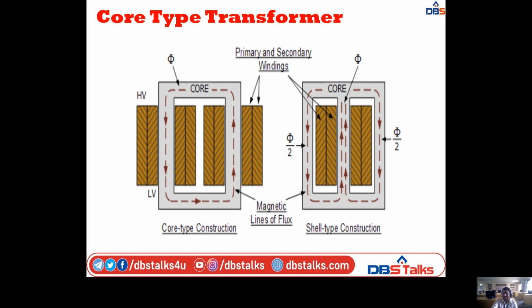Here the flux lines are also dividing. In the core type transformer, the flux is phi, but in the shell type transformer, the total flux is phi and it divides into phi by 2 and phi by 2. Half of the flux is present on the left side and half on the right side. This is the shell type construction.